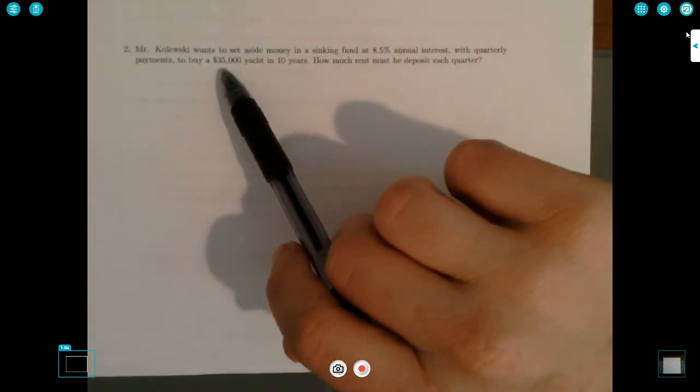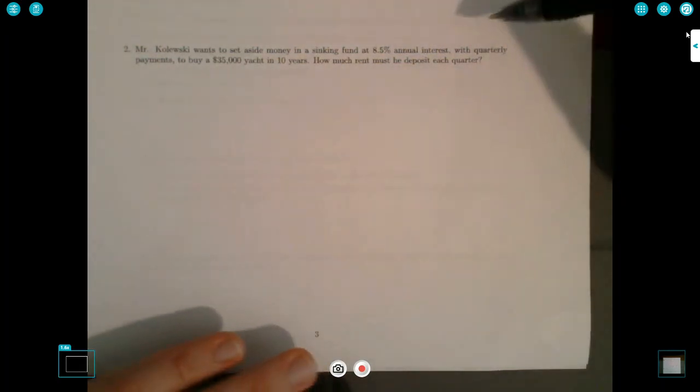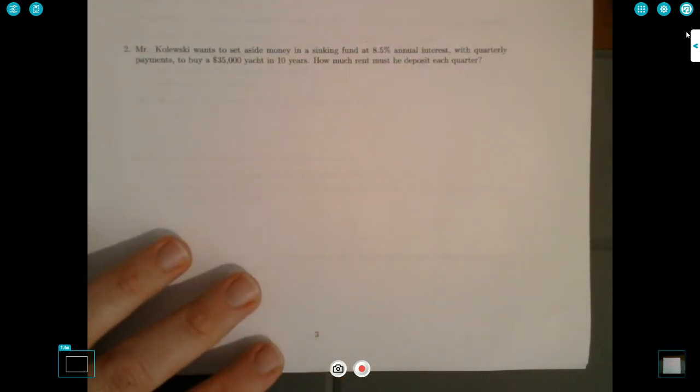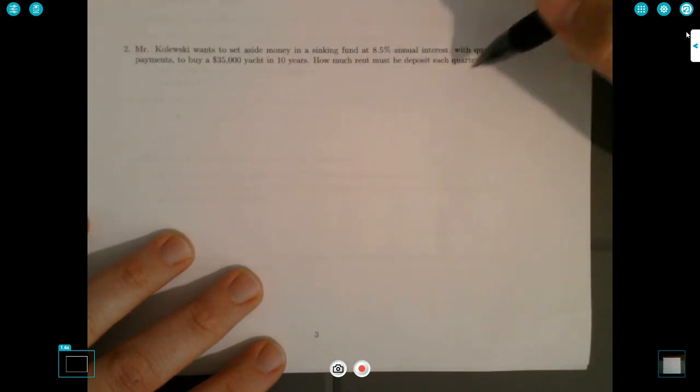Anyway, so this guy wants to buy a yacht. He wants to save up $35,000 over the course of the next 10 years so that he can buy a yacht in 10 years. He's going to put his money in a sinking fund at 8.5% annual interest. That is a good interest rate. He's going to make quarterly payments. And the question he wants to answer is, how much does he need to deposit each quarter, right? What's the rent going to be?